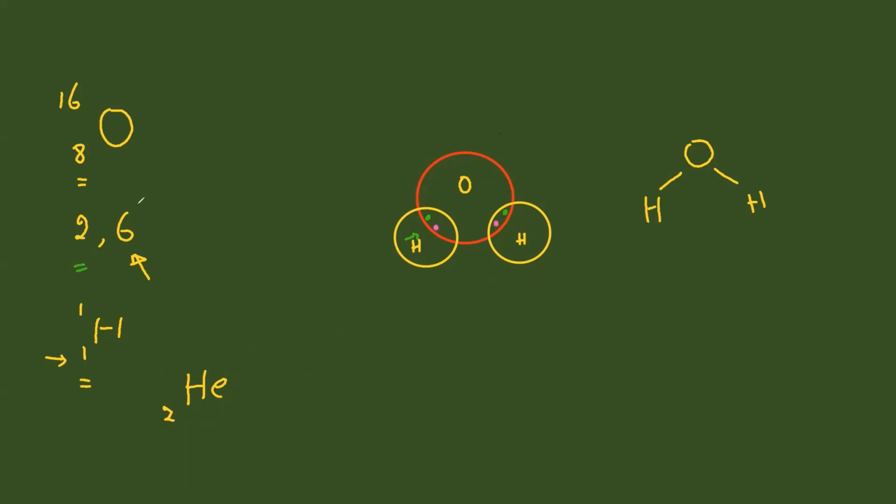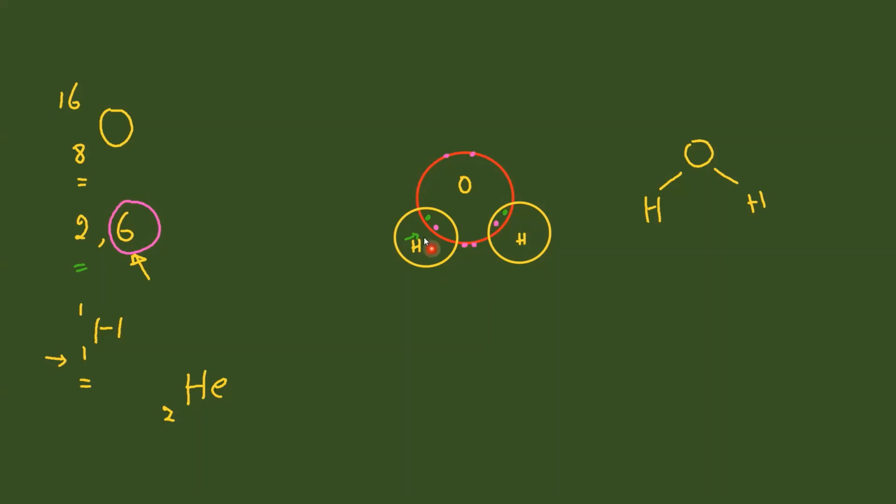Now, at the beginning, oxygen had 6. So here I have 1 electron, 2 electrons, 3, 4, and then 5 and 6. Hydrogen has only 1 electron, so it was put inside the intersection point. This is called the sharing of electrons.